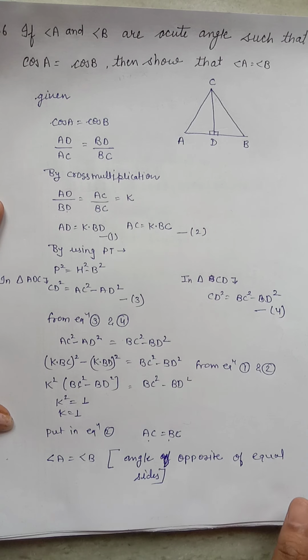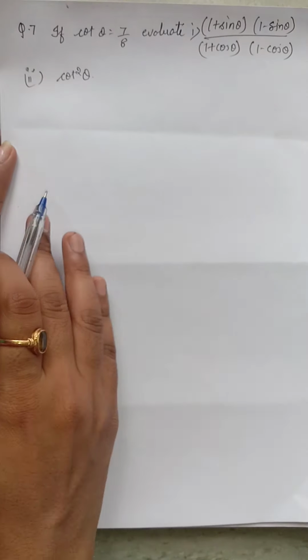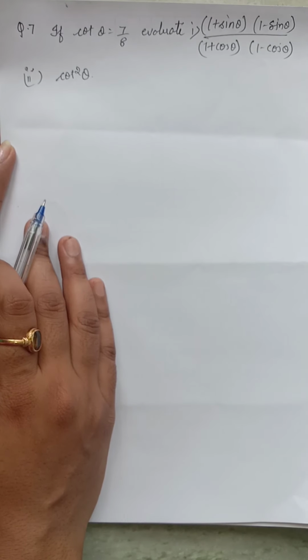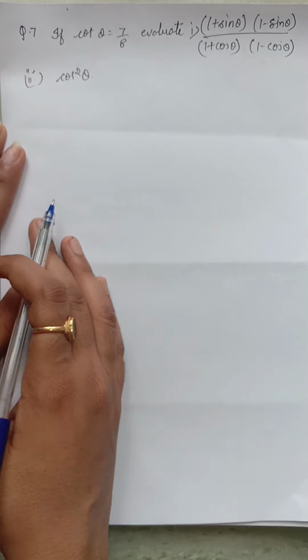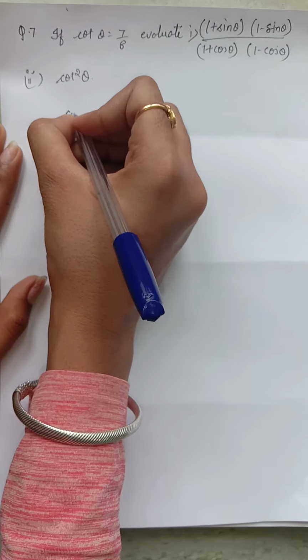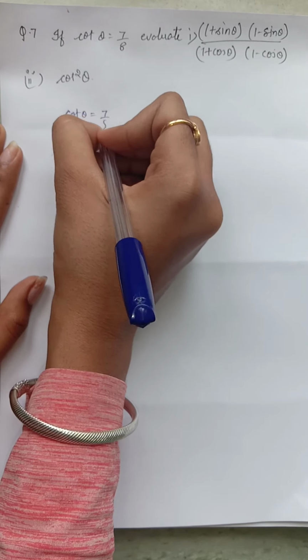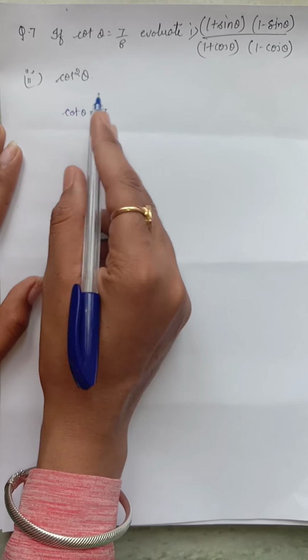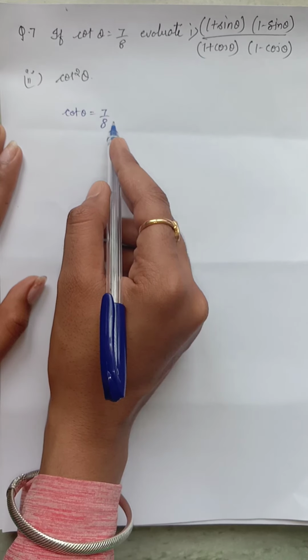Clear? Okay. Now come to the question number 7. If cot theta is equals to 7 by 8, evaluate (1 plus sin theta)(1 minus sin theta) upon (1 plus cos theta)(1 minus cos theta). So formula for the cot, what is it? Cot theta is equals to 7 upon 8, right? Cot theta is equals to 7 upon 8.